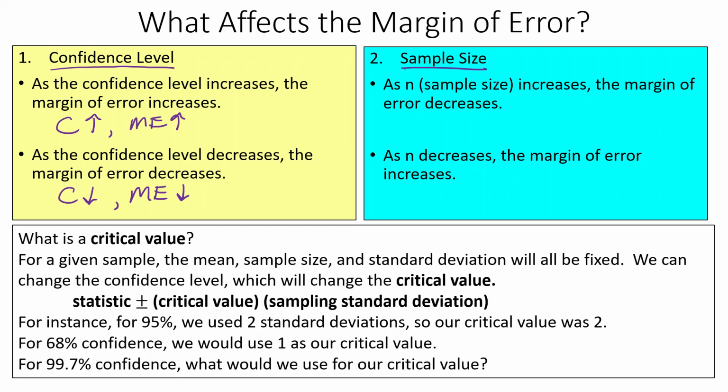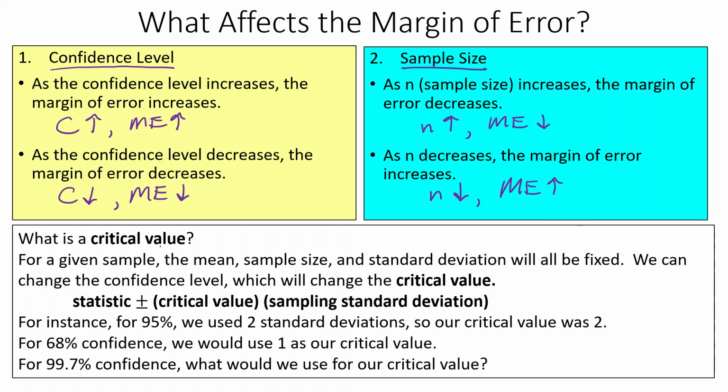And the other thing that can affect the margin of error is the sample size. If we pick a bigger sample, so as n increases, our margin of error is going to get smaller. So the bigger we get for a sample, the better for the most part. As n decreases, if we pick a small sample, then our margin of error is going to be larger. We're going to be less likely to be confident about it.